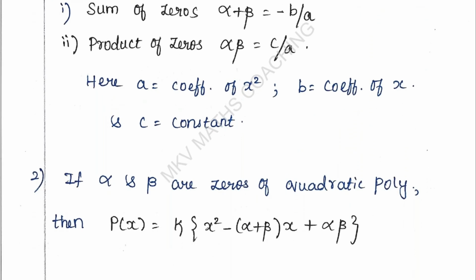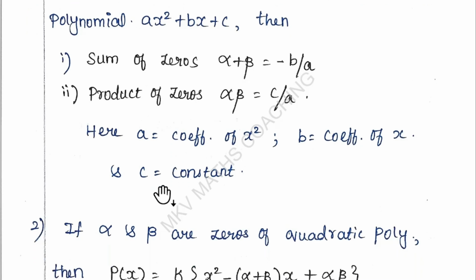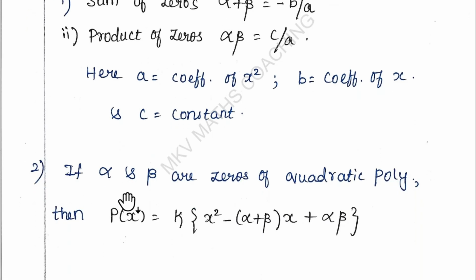Next one, if alpha and beta are the zeros of a quadratic polynomial. Suppose in the question they have given the value of alpha and the value of beta, and you need to find the quadratic polynomial. What is the first formula? They have given the quadratic polynomial, and you have to find the sum of zeros and product of zeros and verify the relationship between the coefficients and the zeros. But in the second formula, they give the alpha and beta values, and you have to find the quadratic polynomial.